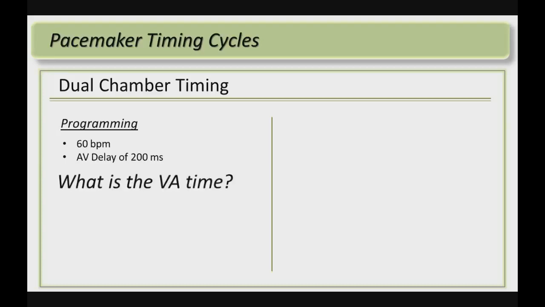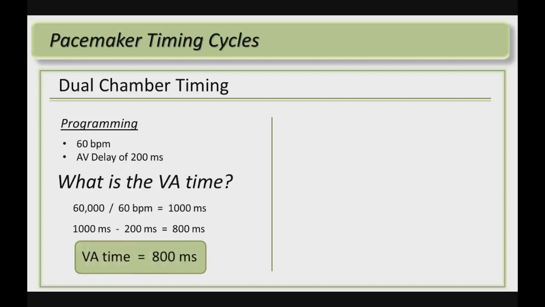Let's go through a couple of examples real quick. If we have a device programmed to 60 beats per minute with an AV delay of 200 milliseconds, then what is our VA time interval? First off, we need to convert beats per minute into milliseconds. So we take 60,000 milliseconds, divide it by 60 beats per minute, and we get 1,000 milliseconds. Next, we take that 1,000 milliseconds minus the 200 millisecond AV delay, and our VA time is 800 milliseconds.